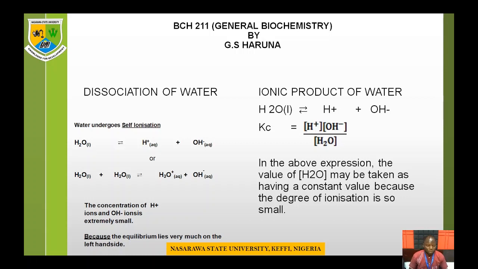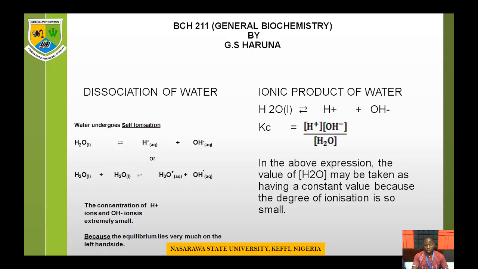For this time around, we are going to be looking at the dissociation of water. Water undergoes self-ionization in a forward and backward reaction to produce hydrogen ions and hydroxy ions, which are the products of such ionizations.